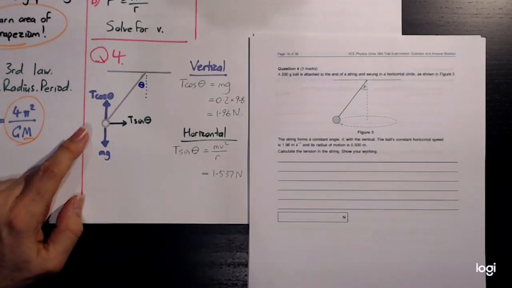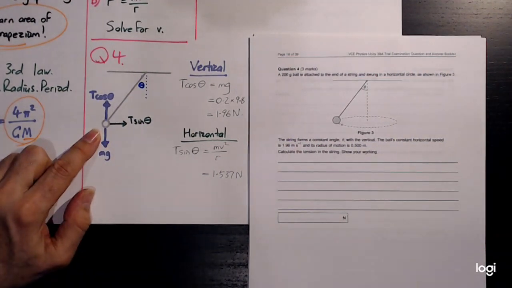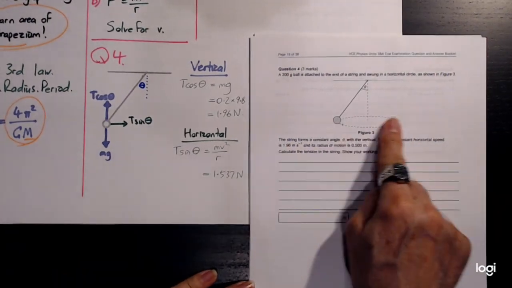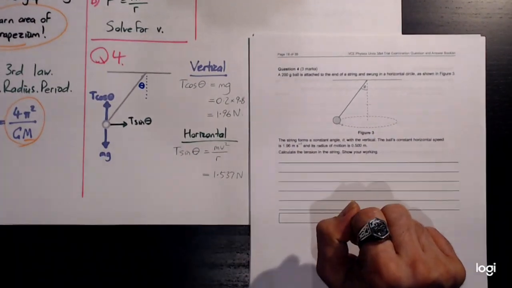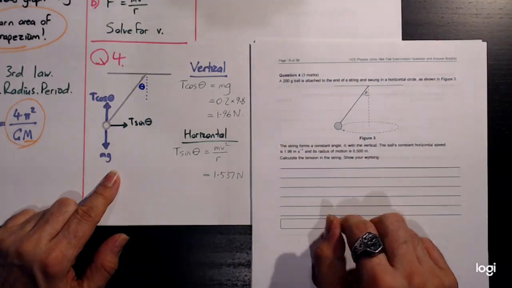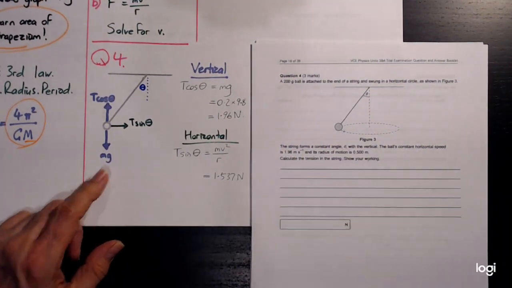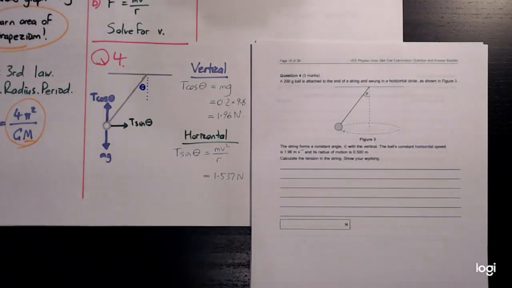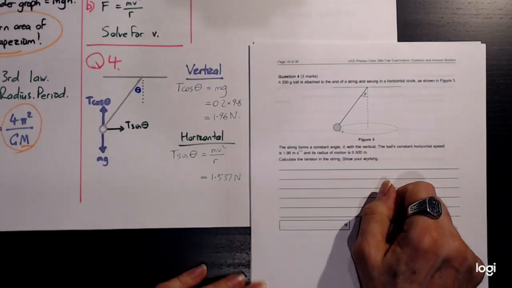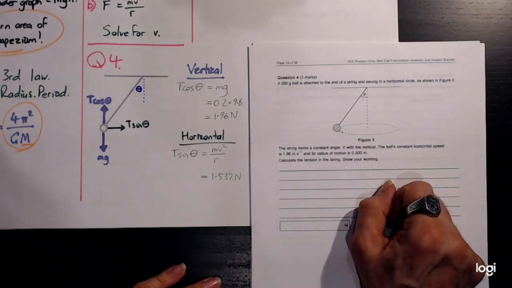A 200-gram ball is attached to the end of a string and swung in a horizontal circle like this, as shown in figure 3, which I've reproduced over here. The string forms a constant angle theta with the vertical. The ball's constant horizontal speed is 1.96 meters per second, and the radius is ½ meter. Calculate the tension in the string, show your working.